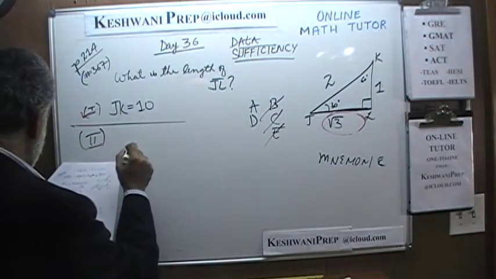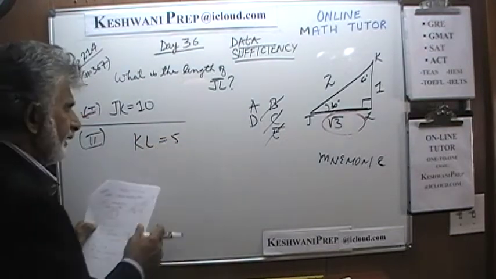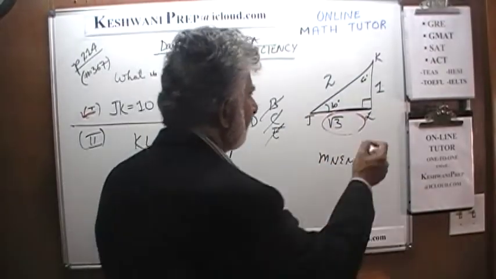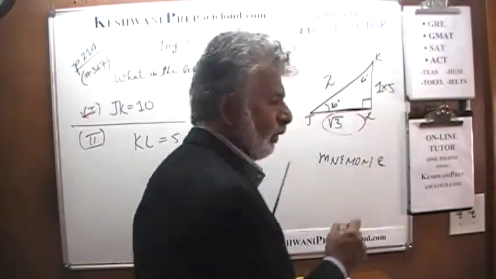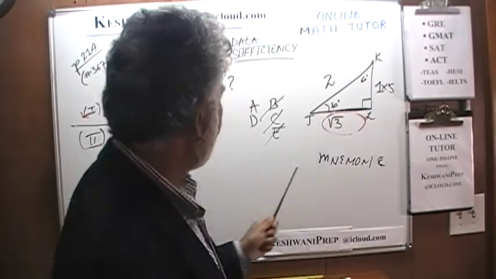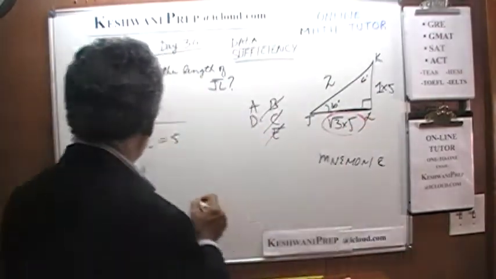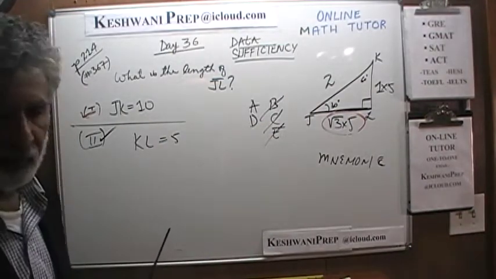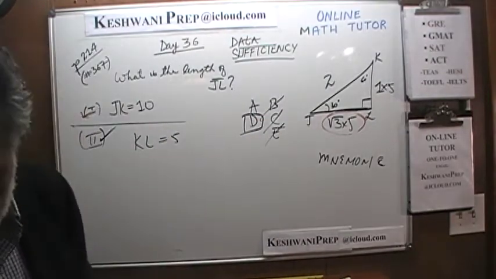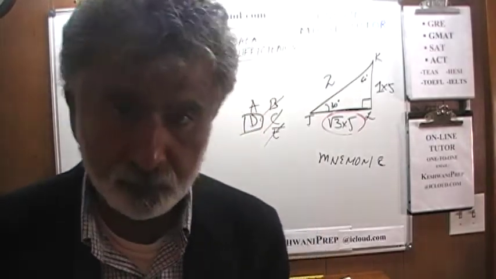Second statement tells us that K to L is 5. Well, there you go, again the same exact thing. If K to L is 5, that means all the three sides are multiples of 5. If K to L is 5, that's 1 times 5, which means J to L is going to be 5 times root 3, same as before. Second statement is also enough by itself. The answer is D. It was a very simple and very straightforward problem, only if you know your 30, 60, 90 triangle. Do you understand?